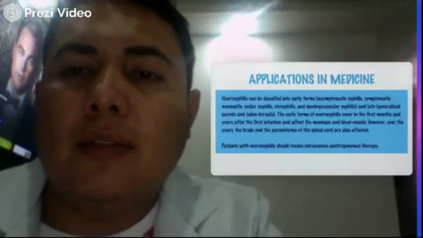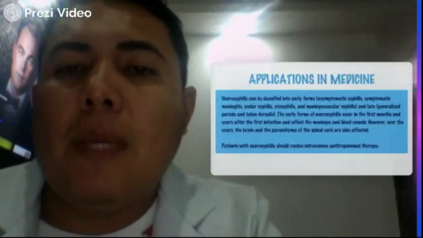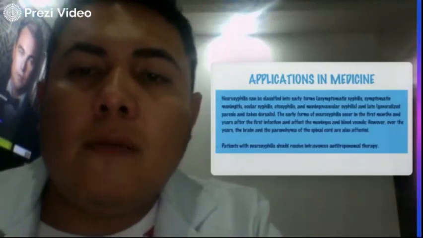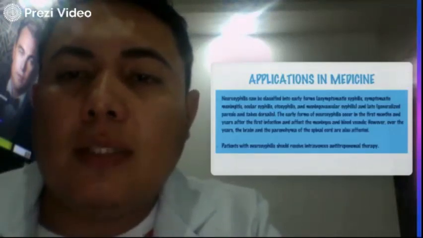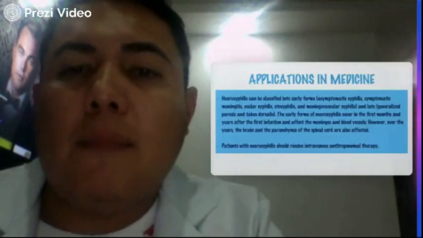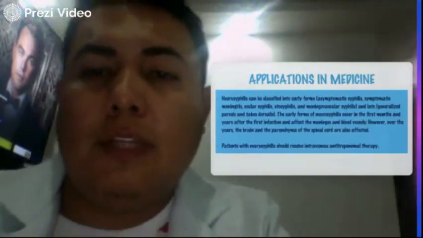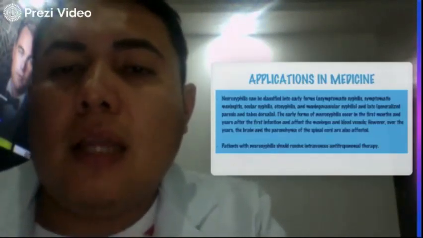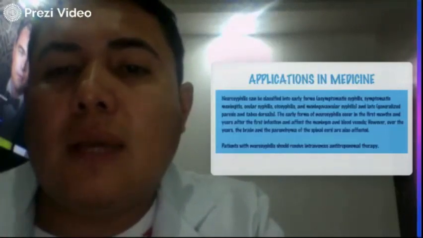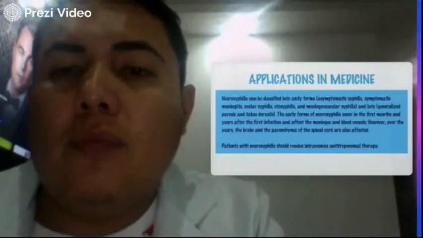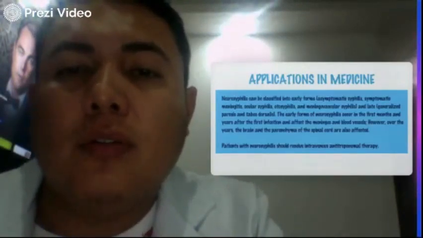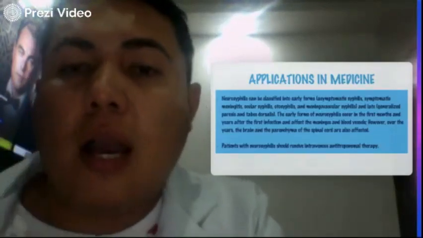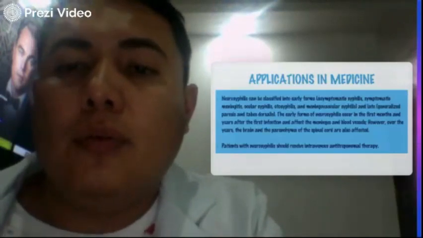Application in medicine. Neurosyphilis can be classified into early forms: asymptomatic syphilis, symptomatic meningitis, ocular syphilis, otosyphilis and meningovascular syphilis. And late forms: general paresis and tabes dorsalis. The early form of neurosyphilis occurs in the first months and years after the first infection, and affects the meninges and blood vessels.